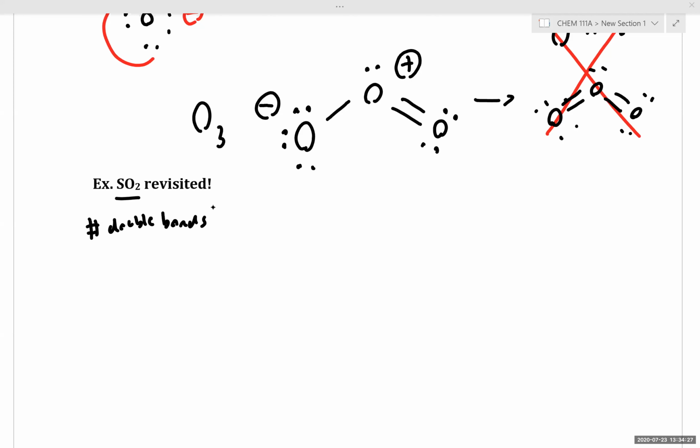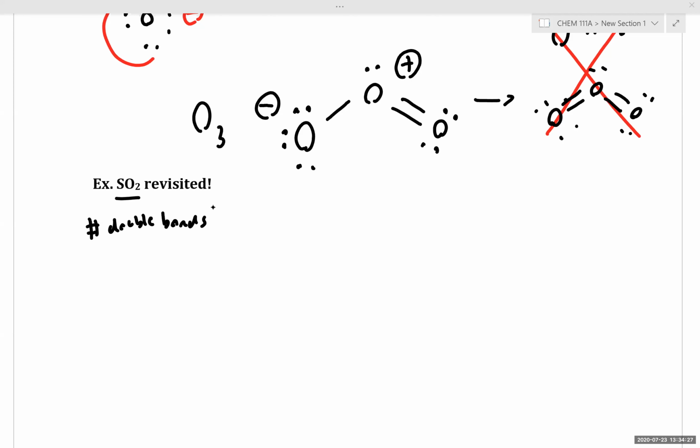1, 2, 3, 4, 5. Okay, we now have 32 electrons remaining. Now, where do we start placing our electrons? Which atoms currently have an incomplete octet? Fluorine, yep. So each fluorine atom is going to get 6 electrons. And each oxygen atom is going to get 6 electrons. So we've used up 6, 12, 18, 24, 30 electrons. We now have 2 electrons remaining.